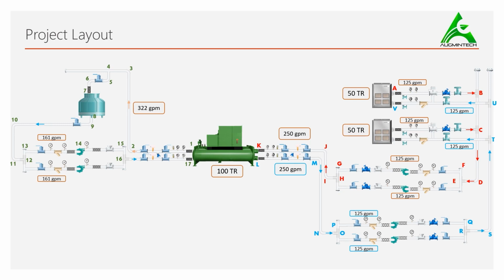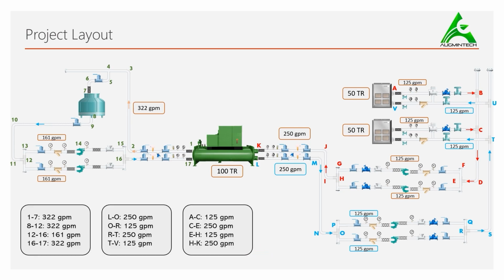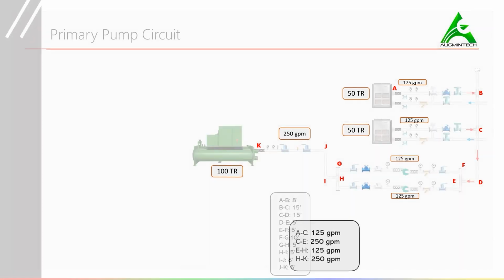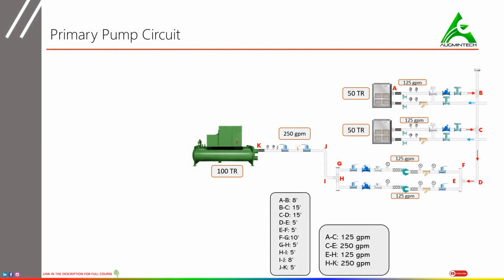So this is the project layout. We have already determined the capacities of chillers, ACUs and the flow in each and every section of the pipe. So this data is tabulated already. Alright, so we have already selected the primary pump circuit over here. We have segregated this circuit from the main circuit.